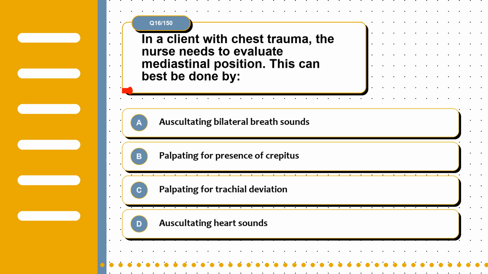Question 16. In a client with chest trauma, the nurse needs to evaluate mediastinal position. This can best be done by, here are the options. Option A, auscultating bilateral breath sounds. Option B, palpating for presence of crepitus. Option C, palpating for tracheal deviation. Option D, auscultating heart sounds.